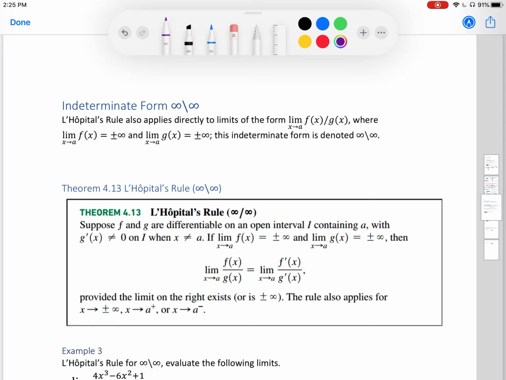Let's continue for a situation where we may have infinity divided by infinity. L'Hopital's rule also applies directly to limits of the form x approaching a of f of x over g of x, where the limit of your numerator is approaching 0 and the limit of your denominator is approaching 0. We refer to this as 0 divided by 0.